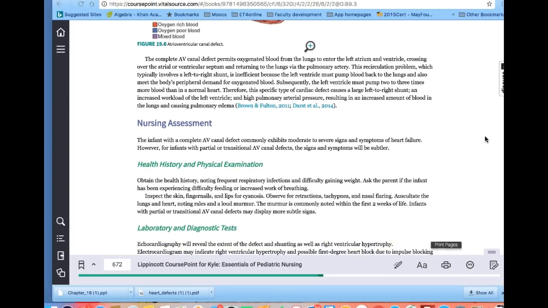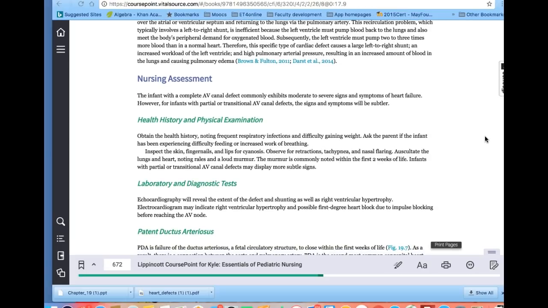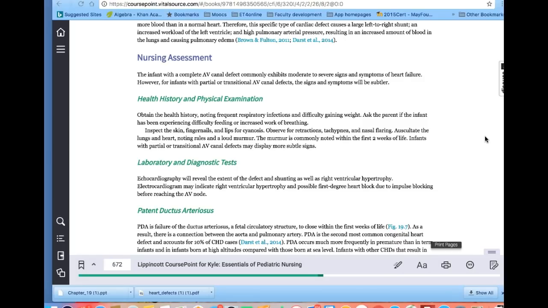Some complications: pulmonary edema, again, pulmonary hypertension, heart failure. It can be partial or it can be complete. Complete, of course, has to be repaired surgically.